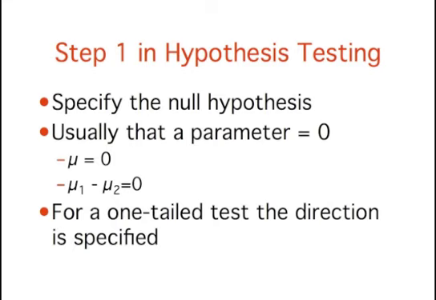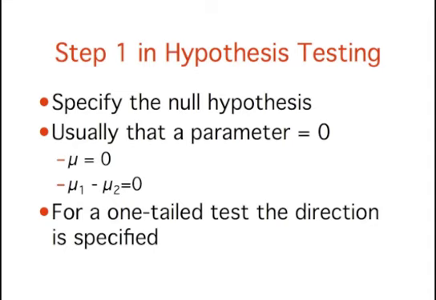The first step is to specify the null hypothesis. For a two-tailed test, the null hypothesis is typically that a parameter equals 0, although there are exceptions. Typical null hypotheses are mu equals 0 and mu1 minus mu2 equals 0. The latter is equivalent to mu1 equals mu2.